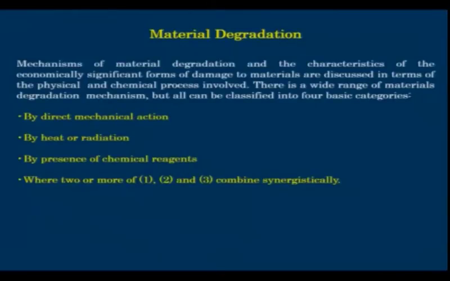Now, as we have mentioned about all those losses, the kind of accidents and examples we have put forth till now, there are corrosion incidents in every direction. Now, coming to material degradation: something degrades, in every structure. Mechanisms of material degradation and the characteristics of the economically significant forms of damage to the material are discussed in terms of the physical and chemical processes involved. Yes, there will be physical features, there will be chemical processes.